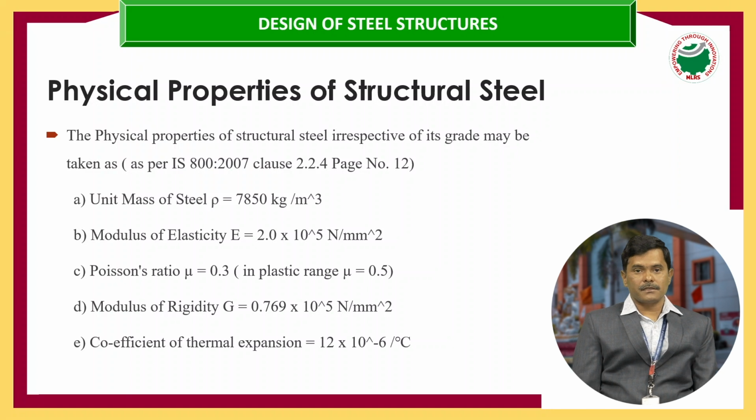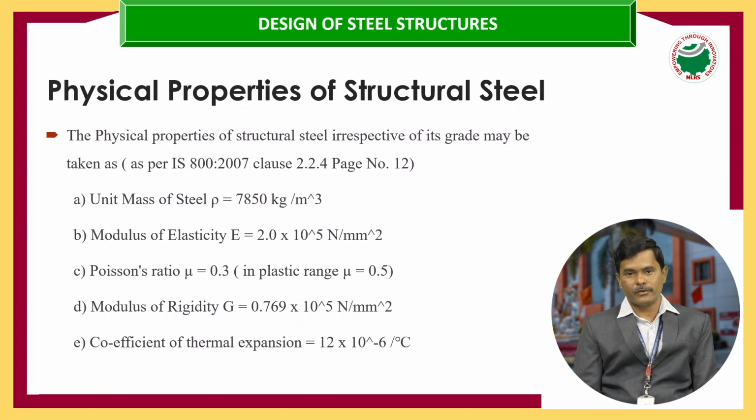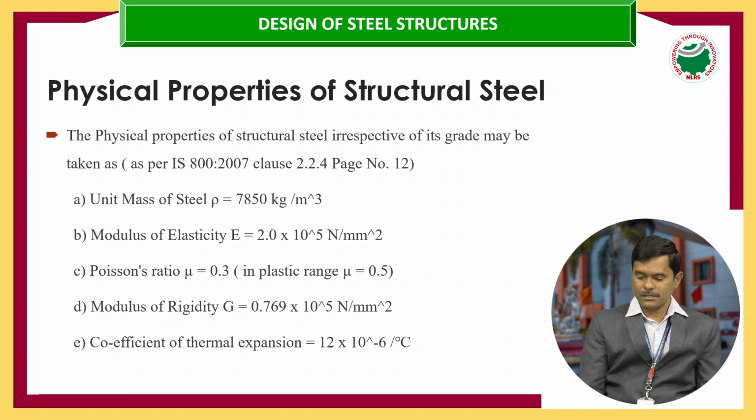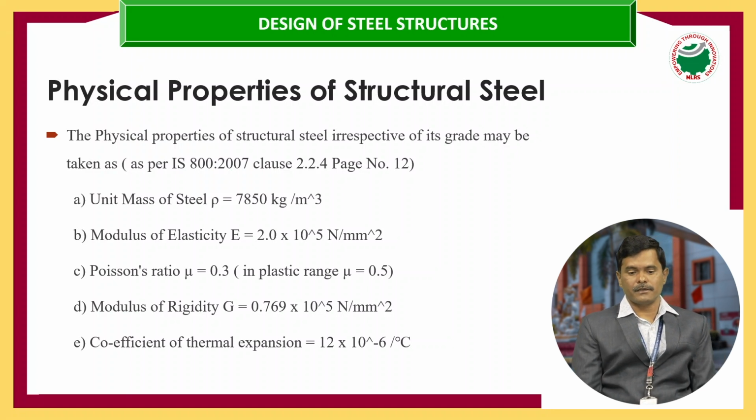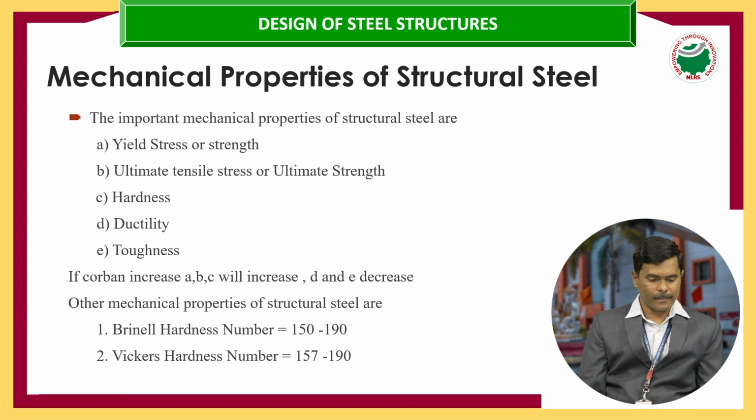Physical properties of structural steel. The physical properties of structural steel can be referred from IS 800 2007 clause 2.2.4. The density of steel is 7850 kilogram per meter cube. Young's modulus is 2 into 10 power 5 Newton per mm square. Poisson ratio mu is 0.3 in elastic range and 0.5 in plastic range. And modulus of rigidity is 0.769 into 10 power 5 Newton per mm square. Coefficient of thermal expansion is 12 into 10 power minus 6 per degree Celsius.